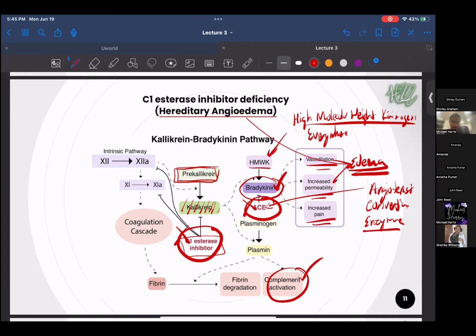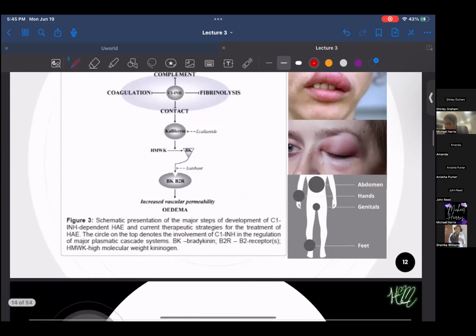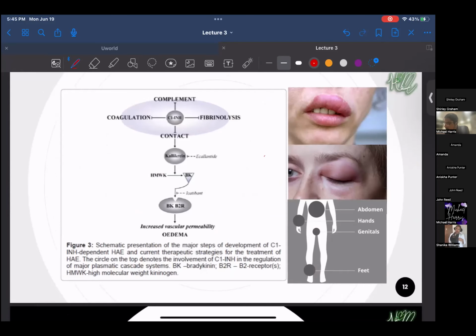All right, perfect. So with that being said, here's a picture of it, and you can see how you have this massive swelling noted throughout the body. Okay. And your lips and your oral cavity is all mucous membranes, which is a big component of hereditary angioedema. All right. All right, good. Now let's continue.